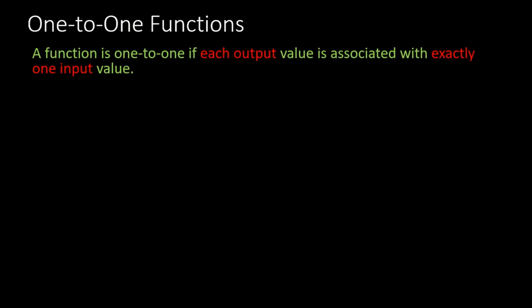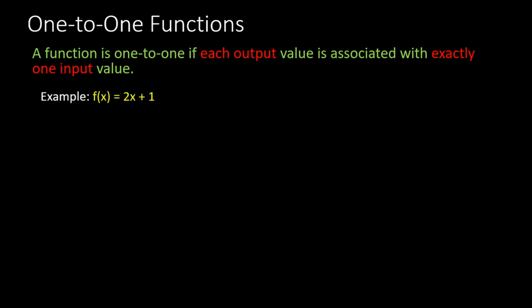The next topic is one-to-one functions. In the definition of a function, we state that one input cannot have more than one output. But it is okay for different inputs to have the same output. A one-to-one function, though, is a little stricter. In a one-to-one function, every input has a unique output. No two inputs can share the same output.